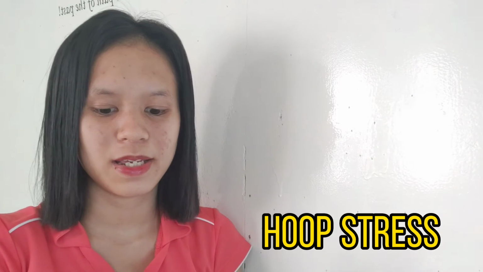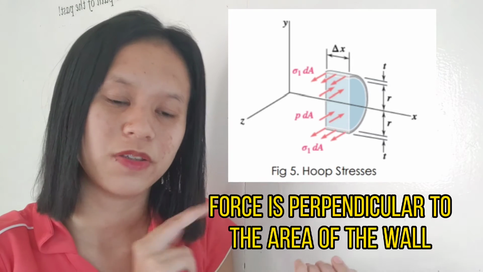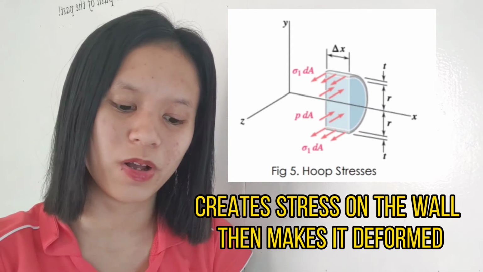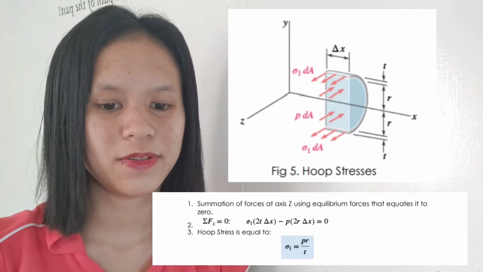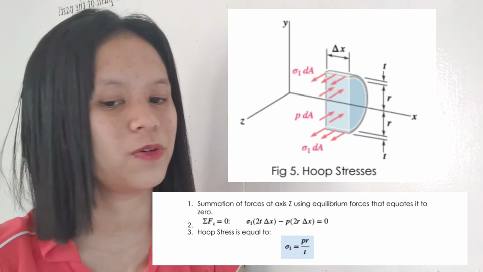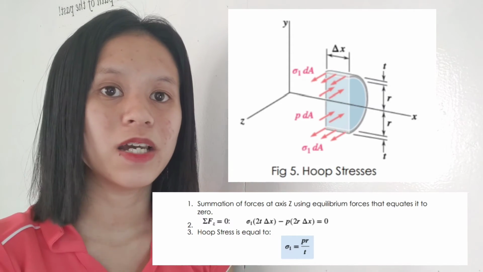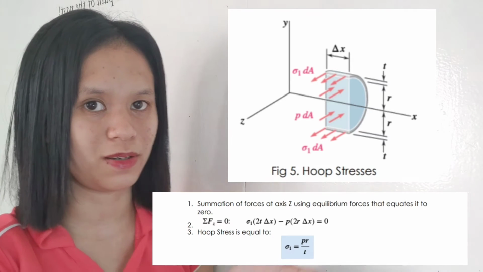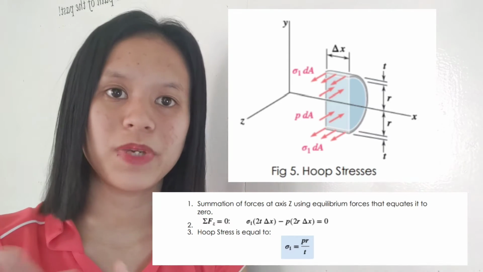The hoop stress is where the force exerted is perpendicular to the area of the wall. So it creates stress on the wall and makes the wall deform. As you can see in figure 5, for the hoop stress, we take the summation of forces along axis Z using equilibrium and equate it to 0. So equating the equation to 0, the hoop stress is now equal to PR over T.